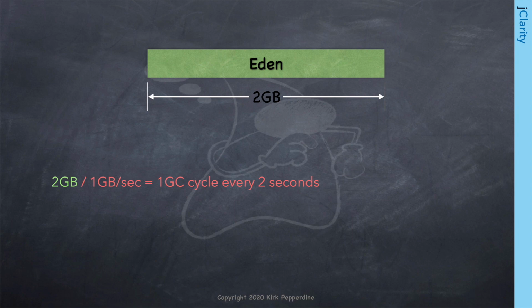What are the allocation rates? And think about this from an observability point of view. What do you have in your production system that's allowing you to assess the allocation rates of your application?